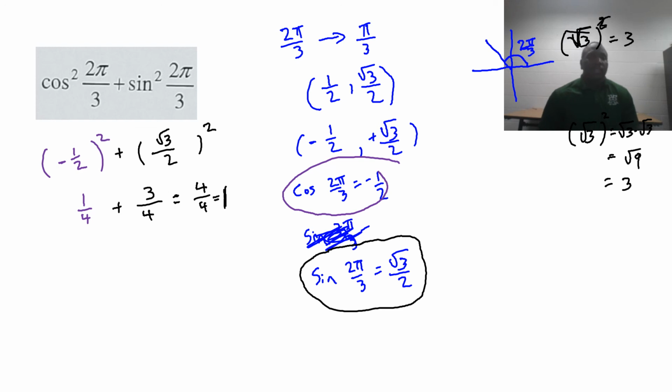And that's 1. If you're an especially advanced student, you might recognize this identity, but we've just seen a specific example of why this identity is going to lead to 1.